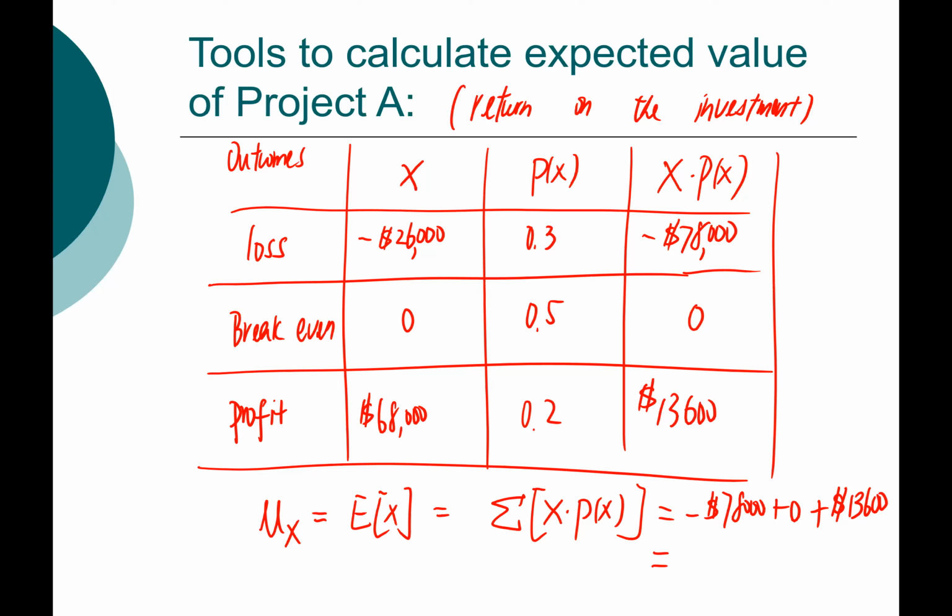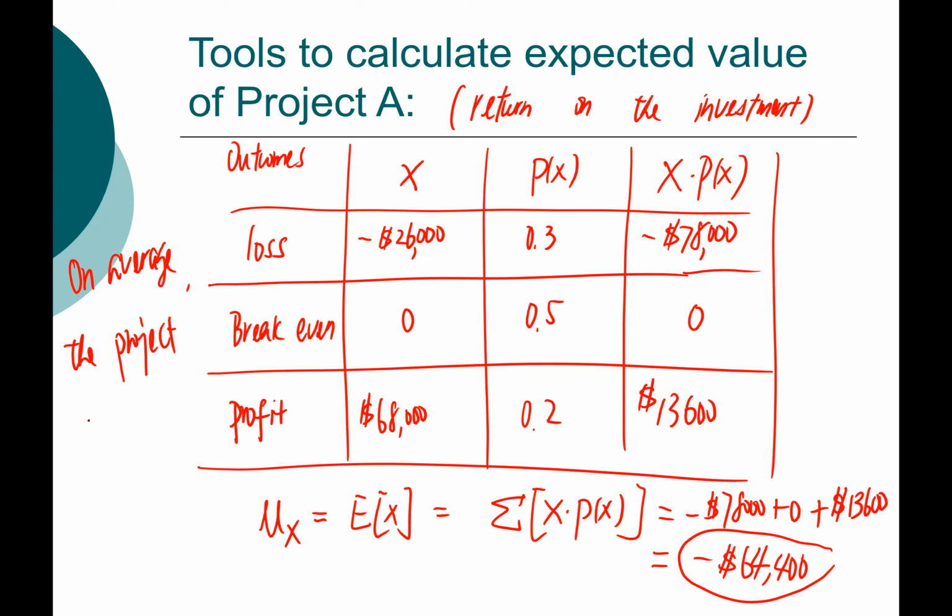And this turned out to be negative 64,400. That means that the interpretation of this outcome is on average, project A will render an average return of negative 64,400. Okay. And what do you think?